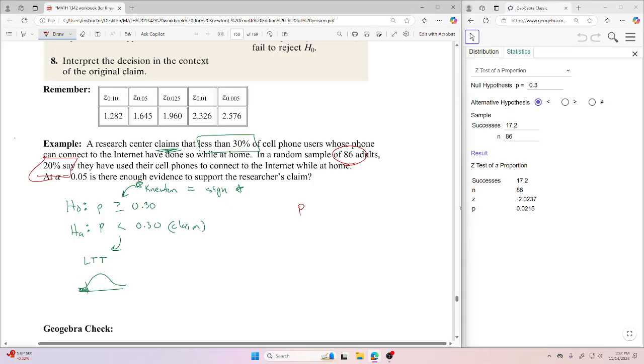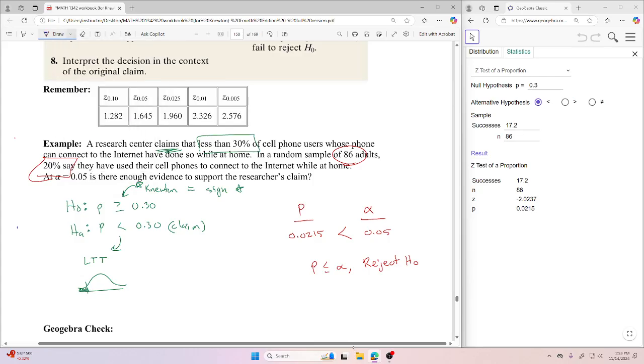I got a p-value. Here we go. P-value of 0.0215. Alpha was 0.05. So I got 2% versus 5%. Chomp, chomp the bigger one. Alpha. P is less than or equal to alpha. Therefore, I reject H naught. Yep. Very good.